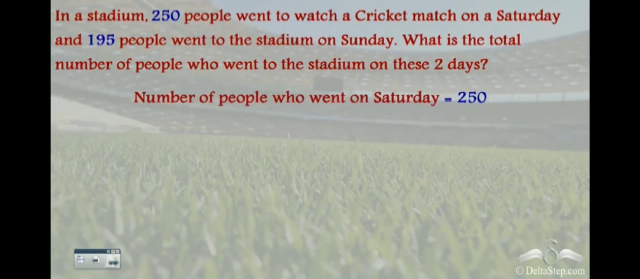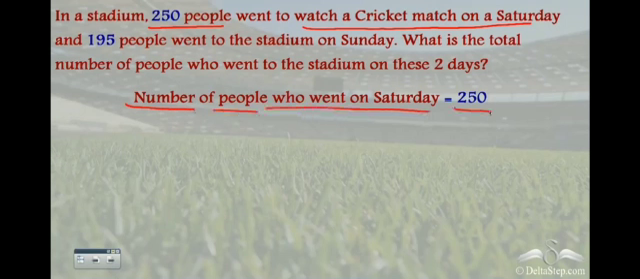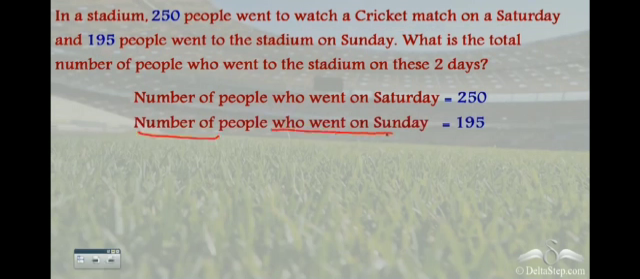So first I write down what is given in the question. What is given? 250 people went to watch the match on Saturday. So the first thing we write is number of people who went on Saturday is 250. What is given next? 195 people went to the stadium on Sunday. So the number of people who went on Sunday is 195.